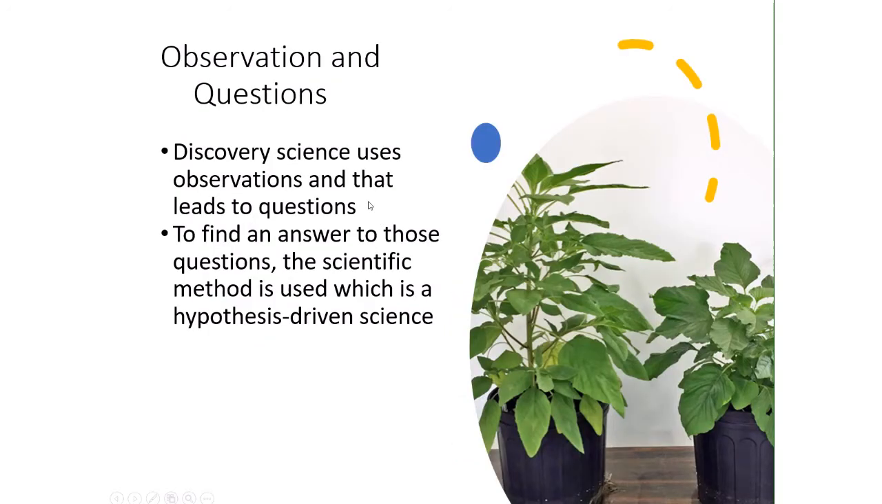Let's go through a specific example here, right? Observations, asking questions, and writing a hypothesis. Let's just recap what we talked about so far. Discovery science uses observation, sometimes qualitative, sometimes quantitative, and when we ask questions about those observations, and want to find an answer for those questions, we use the scientific method. And when we do that, this is called hypothesis-driven science.